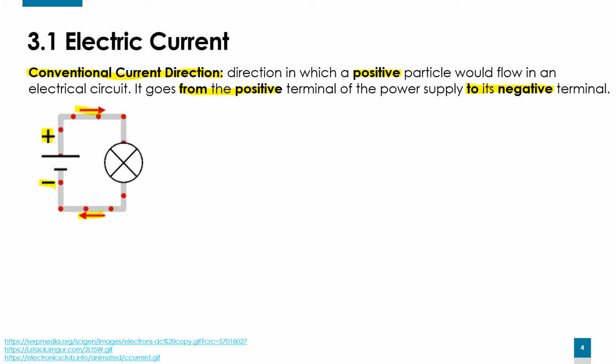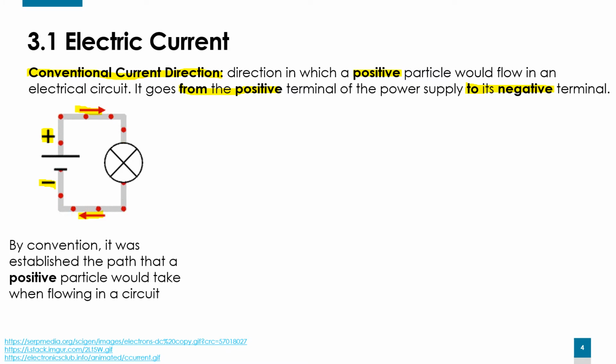This is for convention. So when we go after, we are going to draw this kind of picture, and then we need to represent it always, by convention, from positive to negative, okay? By convention, it was established that this is the path a positive particle would take when flowing in a circuit. So this would be the pattern of the positive. But we know that the positive doesn't move. It's just a convention, okay?